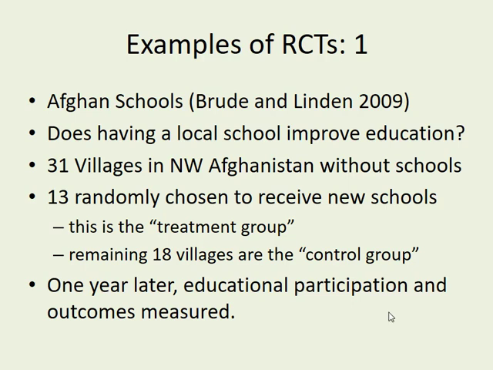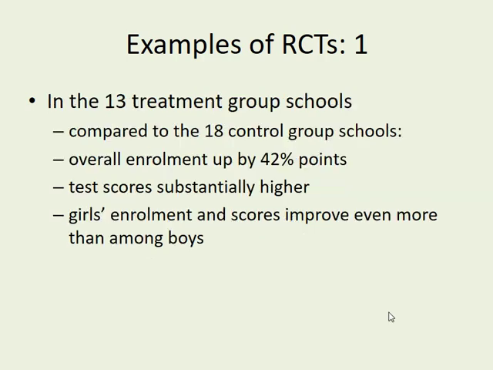Well, compared to the control group, in the 13 treatment school groups, compared to the 18 control group ones, overall enrolment went up by 42 percentage points more. Test scores were substantially higher, and in particular girls' enrolments and girls' scores went up by even more than they went up among the boys in the treatment group compared to the control group. So quite dramatic results, especially for the girls.